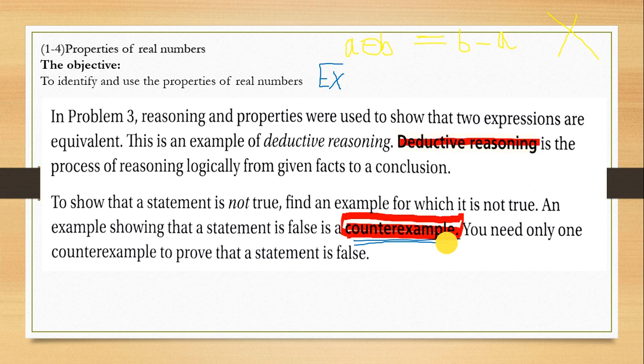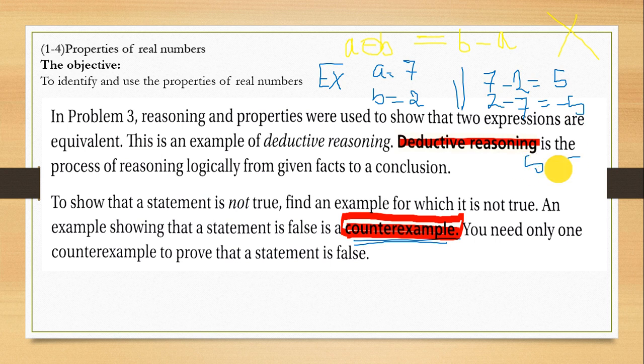What do you mean by counterexample? Say, let A be, for example, 7. Let B equal, for example, 2. Now apply it here. 7 minus 2 equals 5, while 2 minus 7 equals negative 5. And 5 is not equal to negative 5.